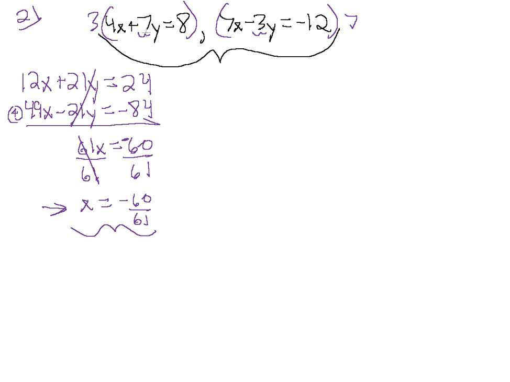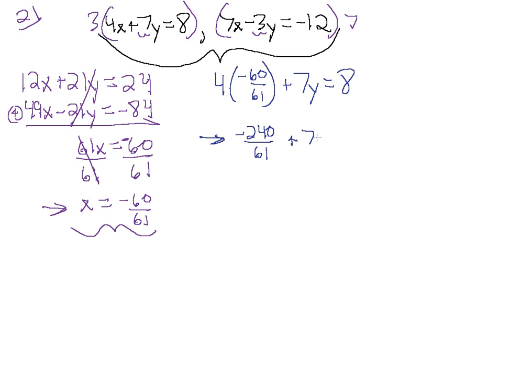So let's go ahead and plug it back into one of the equations to get the value for y. Now let's go ahead and use the first one. We have 4 times x, which is minus 60 over 61, plus 7y is equal to 8. Now we want to solve for y, so let's go ahead and do so. 4 times a minus 60 is minus 240 over 61, plus 7y equals 8. All right, now we want to move everything to the right except for our variable, so let's go ahead and add 240 over 61 to both sides.